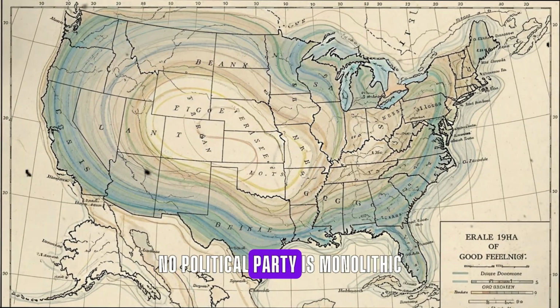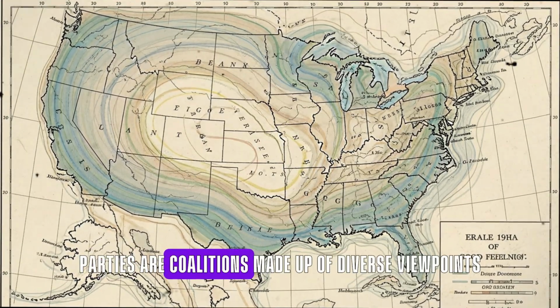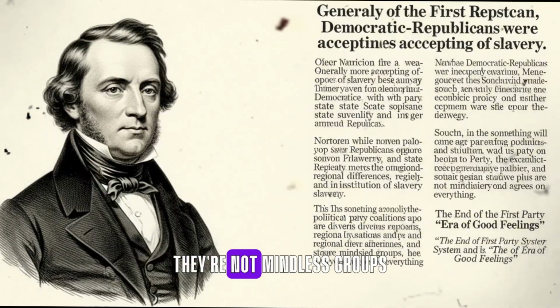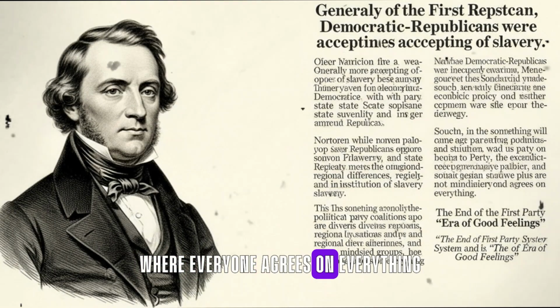No political party is monolithic. Parties are coalitions made up of diverse viewpoints, regional differences, and internal debates. They're not mindless groups where everyone agrees on everything.